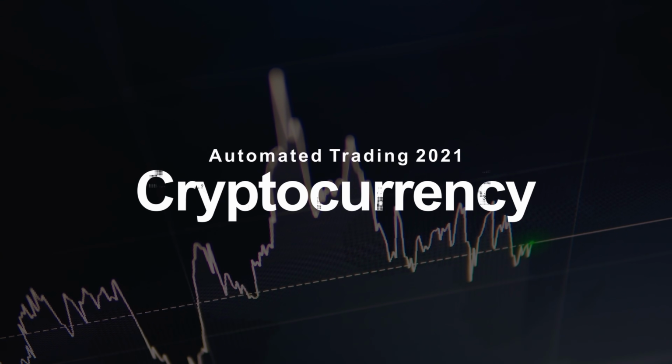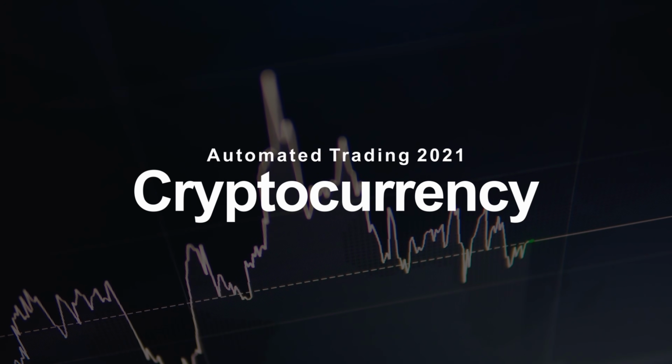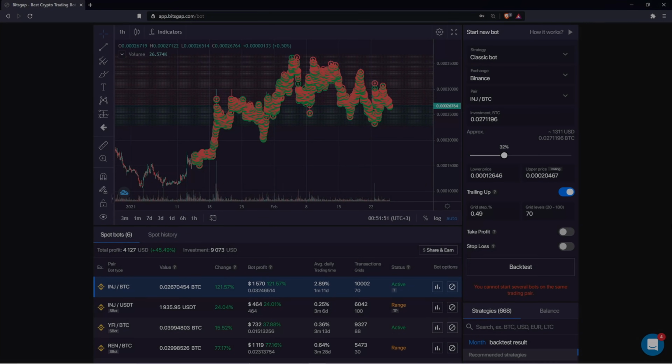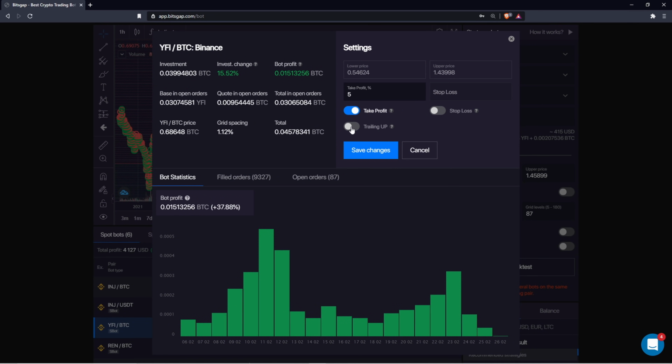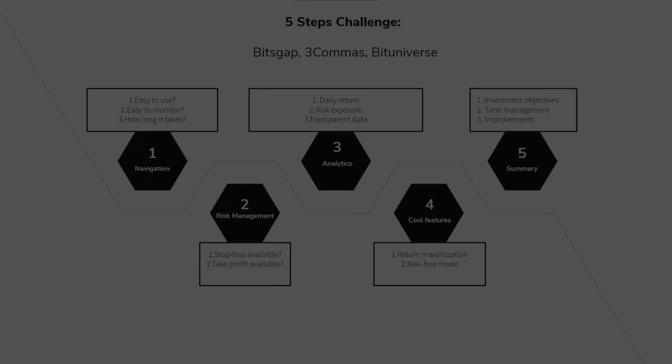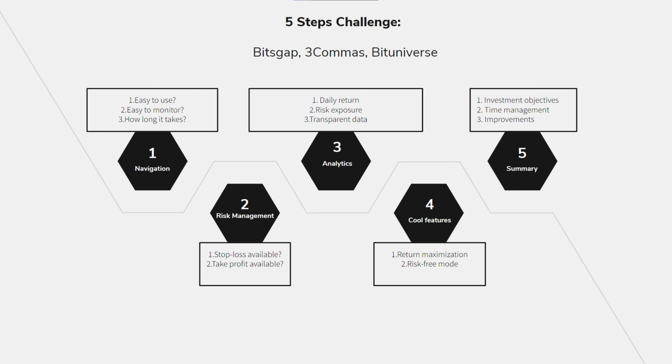Greetings everyone! This video we made to demonstrate how different cryptocurrency platforms like Bitsgap make it possible for absolutely everyone, regardless of the pocket size and experience, to create various automated trading strategies to generate returns on a cryptocurrency market every single day. We will compare Bitsgap, 3Commas and Bituniverse in terms of navigation, variety of risk management tools, analytics transparency, and number of cool features that each of the platforms offers to us to maximize returns and secure return.